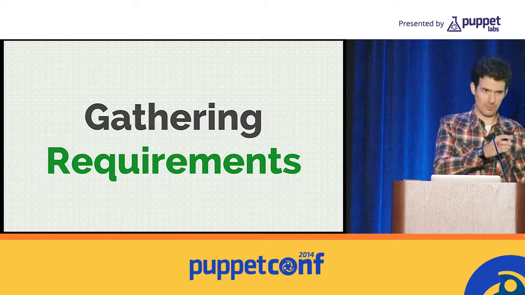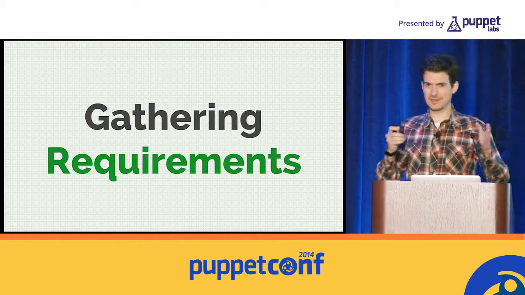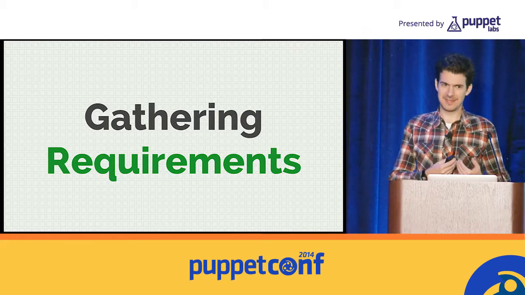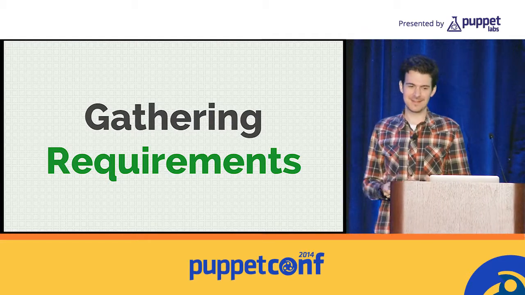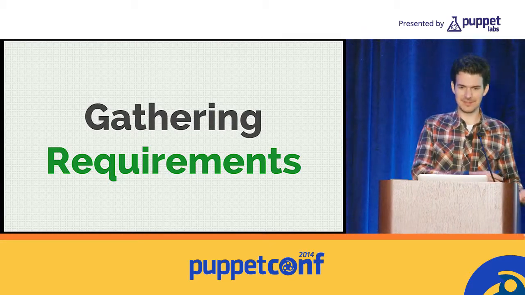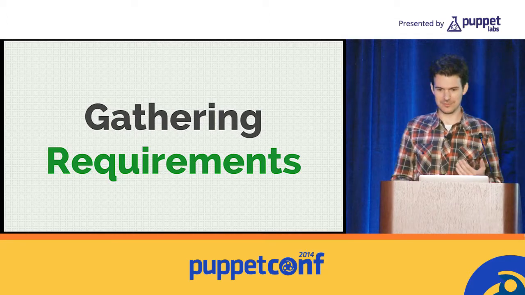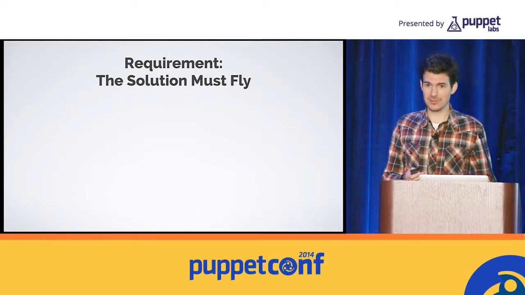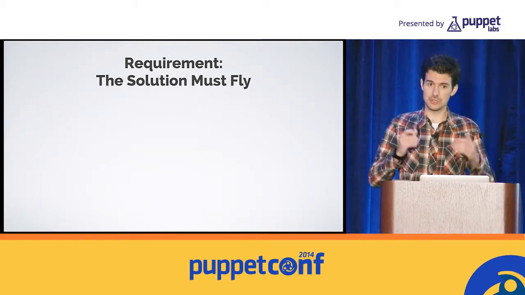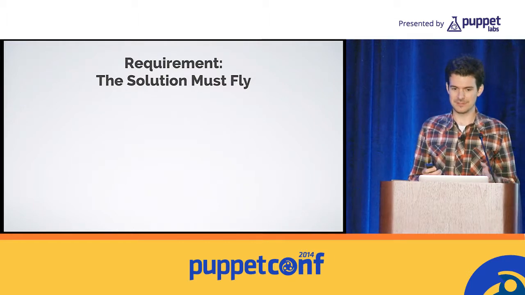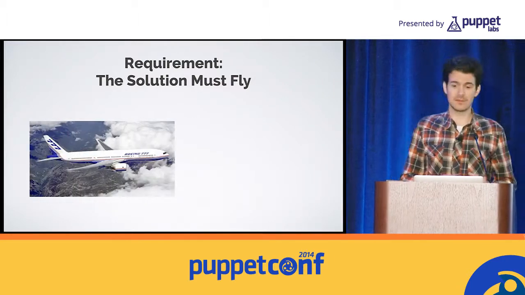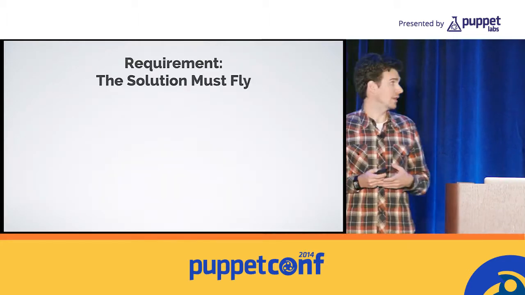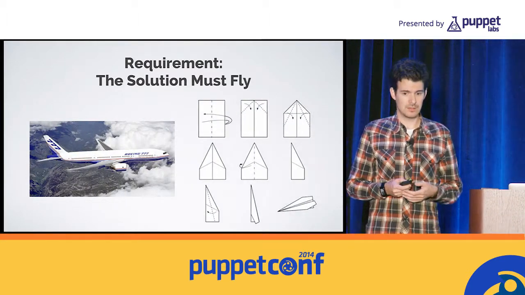If we define our requirements, we're essentially defining what success means. And if we can define what success means, it's a lot easier to succeed, right? And so you start by defining what success means by gathering these requirements. For example, if you have a requirement that you must build a solution that flies, does that mean that you build yourself a 747? Or do you build a paper airplane, right?